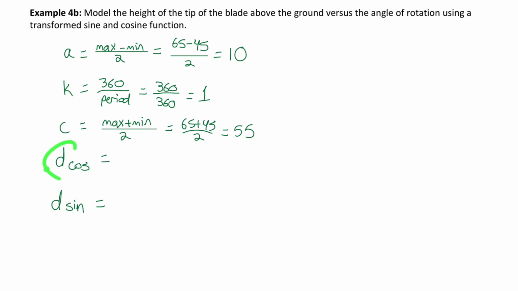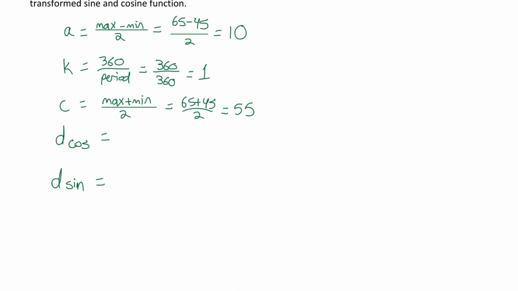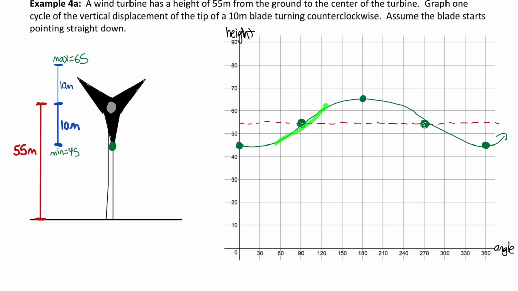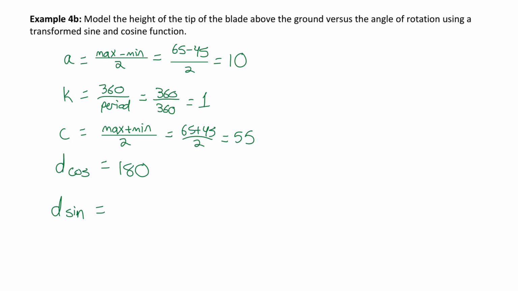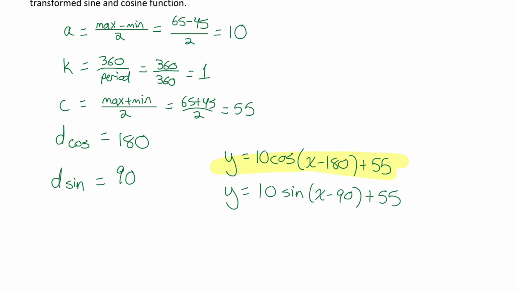If I want to do a cosine function, the D value is the x-coordinate of a max. Here's a max, its x-coordinate is 180. So for the D value of cos, I could use 180. But if I want to do a sine function, I need the x-coordinate of where a rising line intersects the midline. So this point right here, its x-coordinate is 90. So the D value for sine could be 90. And now I can just sub in those parameters into my transformed sine and cos functions to get two equivalent functions that model the relationship between these variables. And there are the two equations.